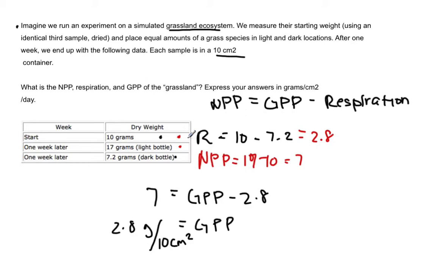So that is, oops, you know what? This should be a 9.8. I wrote it wrong. I mean 9.8 grams. I apologize, guys. I made 9.8 grams per 10 centimeters squared, but I lost 2.8 of that to respiration.